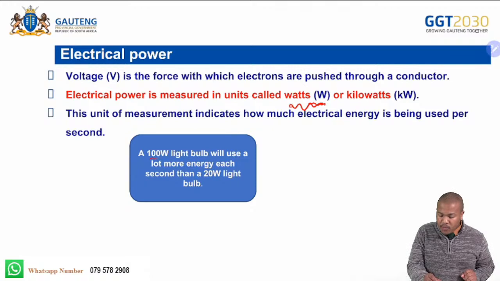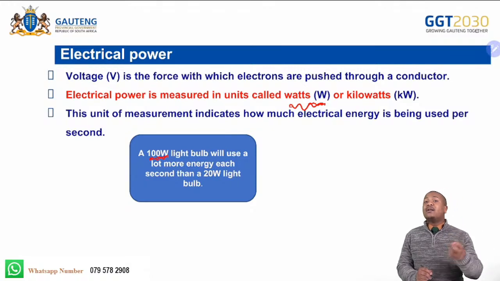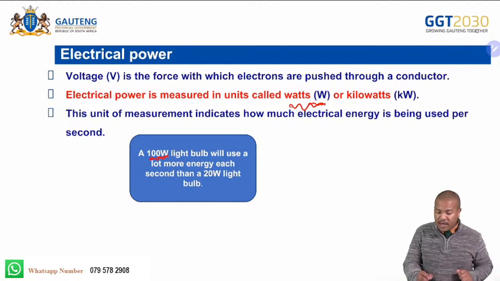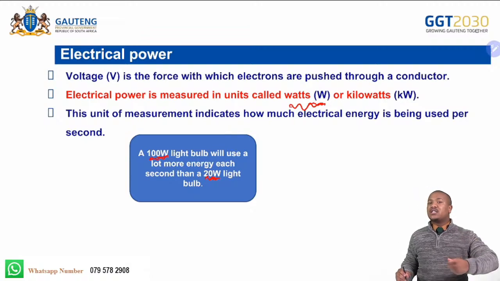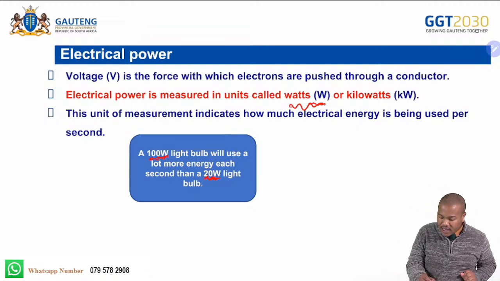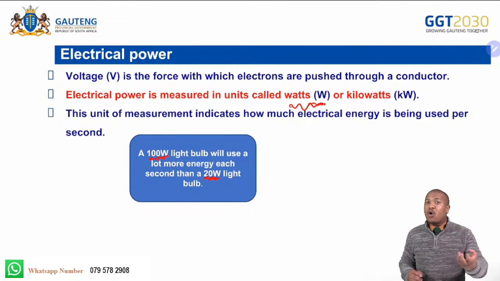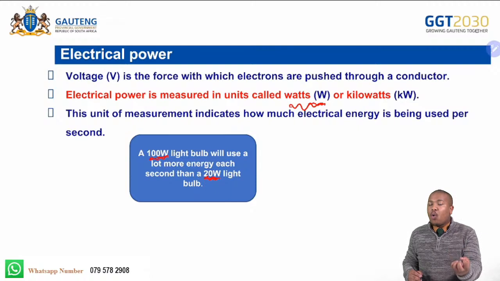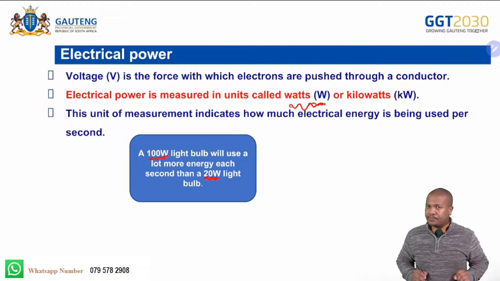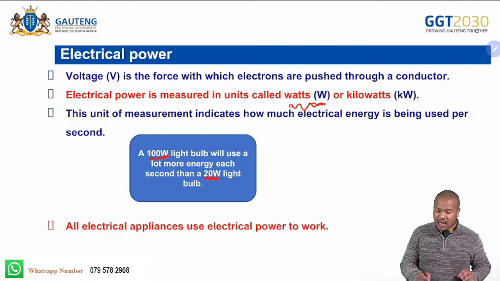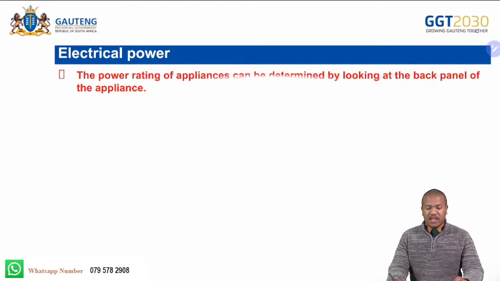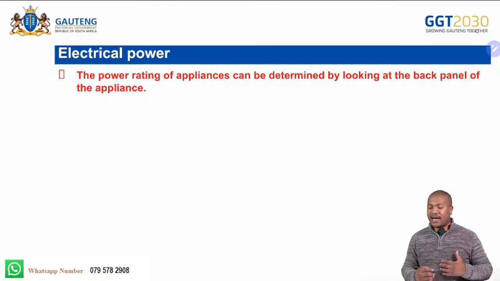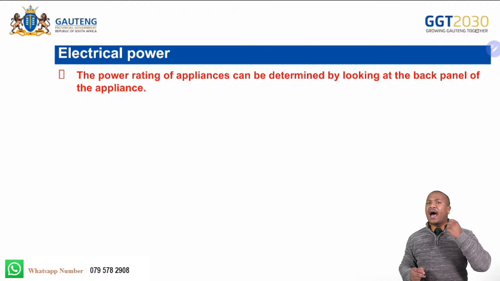So compared to the two, the 100-watt bulb will shine brighter because it uses more power, and also it will consume more electricity because it does what? It uses more power. And as for the 20 watts light bulb, it will also consume electricity, but at a lower rate because it can only use what? 20 watts of electrical power. Are we together? So all electrical appliances use electrical power to work. Moving on. So the power rating of appliances can be determined by looking at the back panel of the appliance, right?